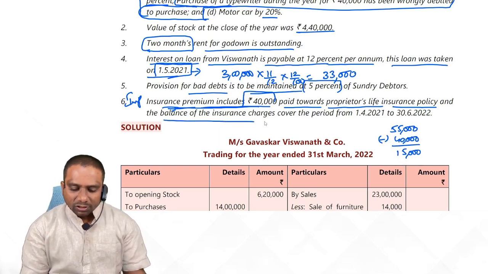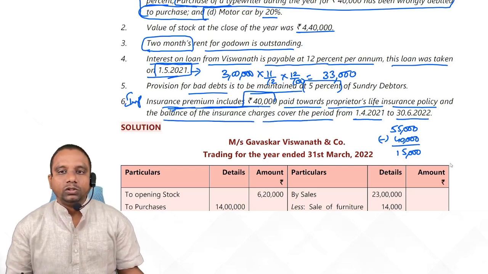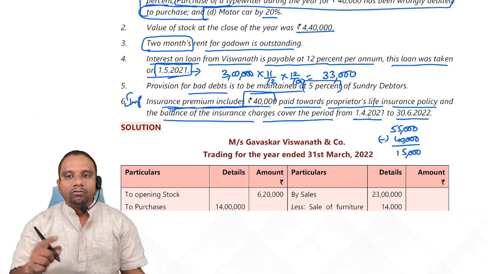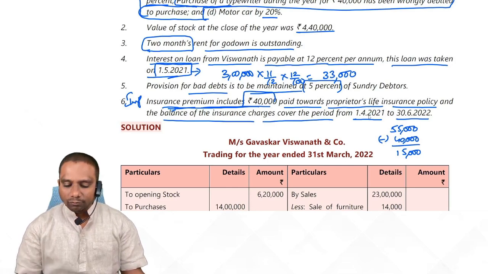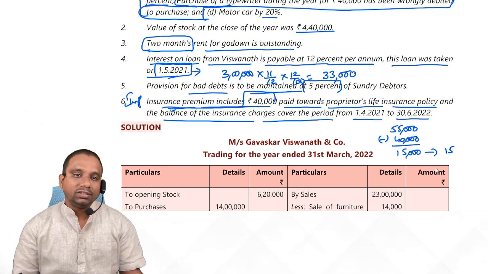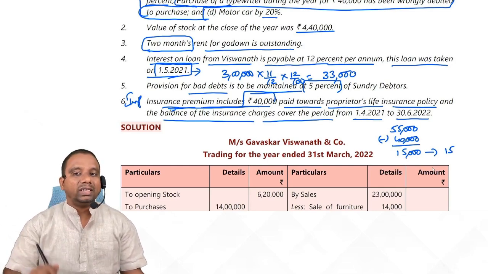The balance of the insurance charges covers the period from 1/4/21 to 30th/6/2022. Calculate the number of months. So 1/4/2021 to 31st March 2022, 12 months, plus 1/4/2022 to 30th/6/2022, 3 months. Total 15 months. So this insurance is covered for 15 months. Out of 15 months, 12 months relate to the current year, 3 months relate to next year.